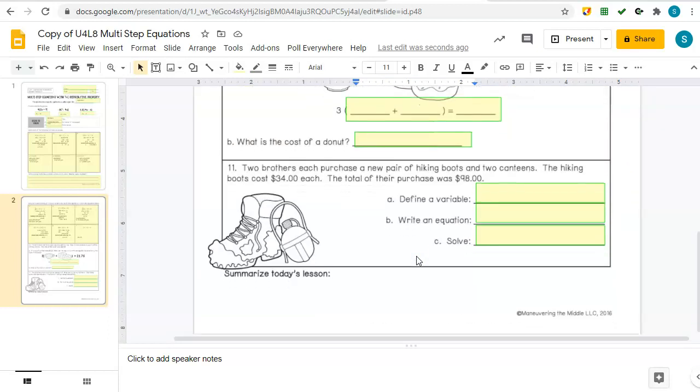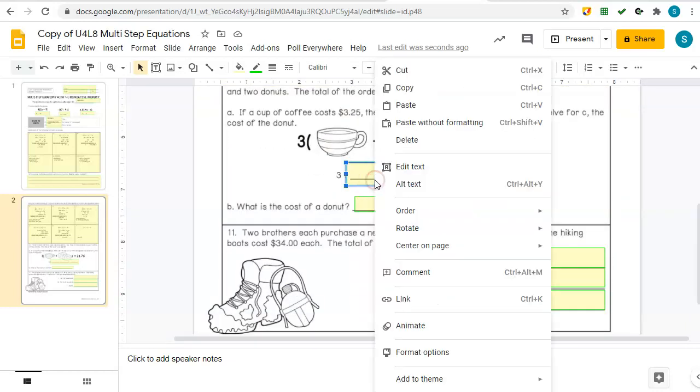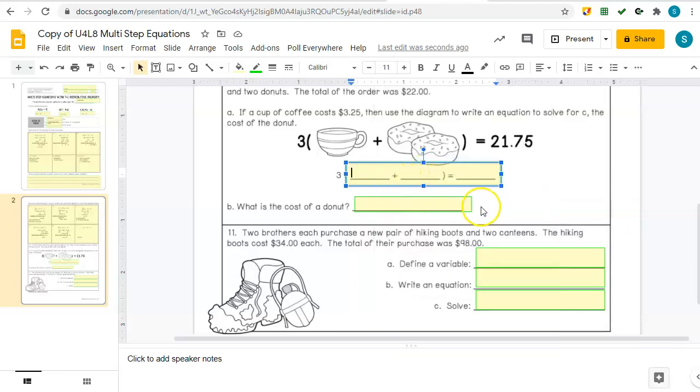So, let's think that through. It's 3 times, right? And then in my parentheses, I'm going to have the cost of a cup of coffee, which is $3.25, plus 2 times the cost of the donut. And that's going to have to equal $21.75. Now, they didn't really give us room to solve it here, so we're actually going to solve it over here.